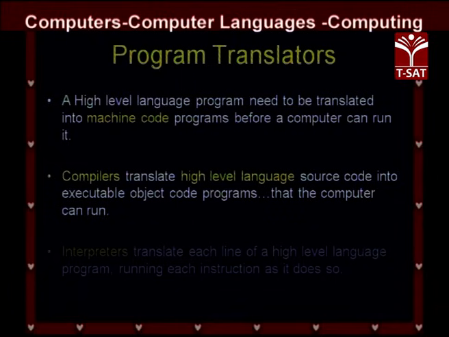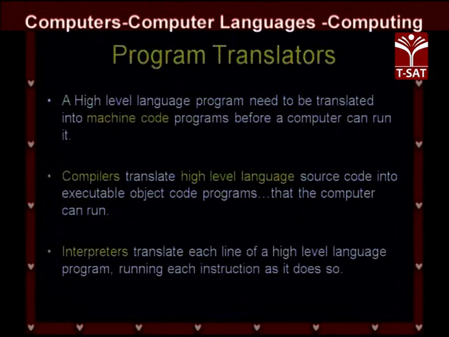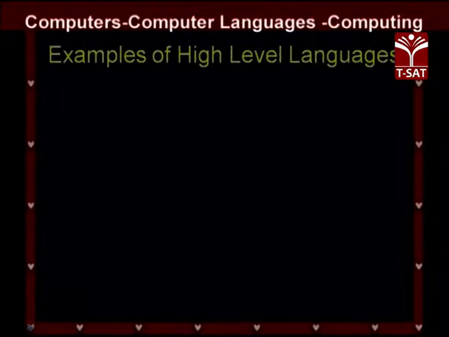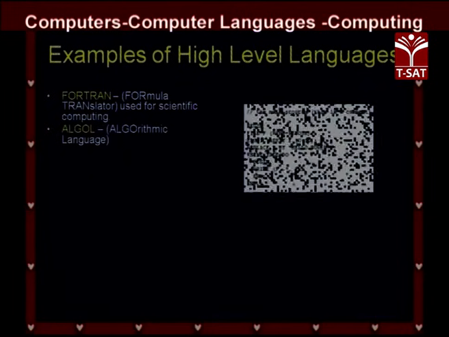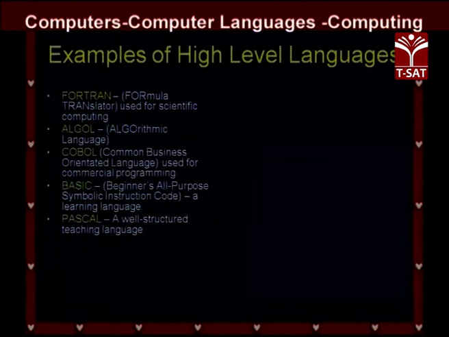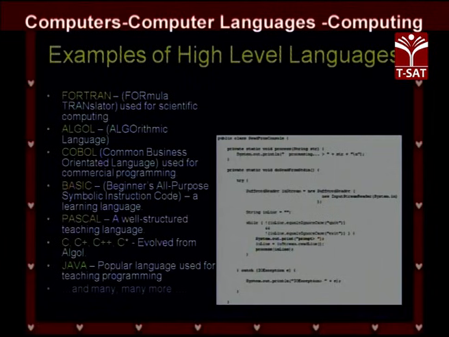So what is a translator? As discussed, compiler and interpreter. You can answer these questions. What is a translator? We have something called a compiler, and something called an interpreter, which translate high level language to machine level language. So what are the examples of high level languages? These are the examples for high level languages, and Java is a popular one.